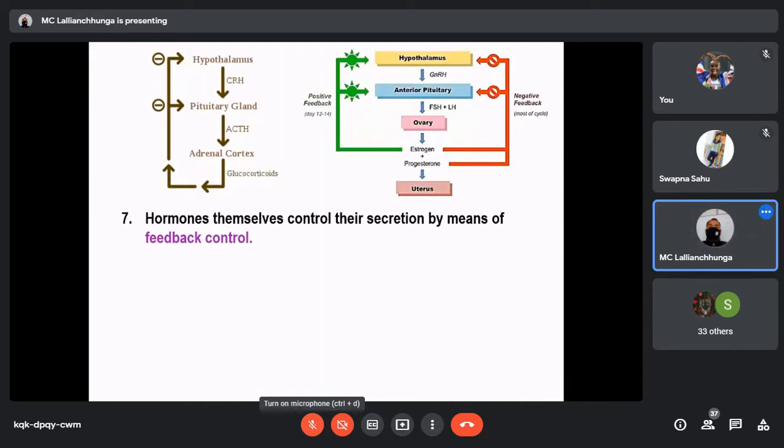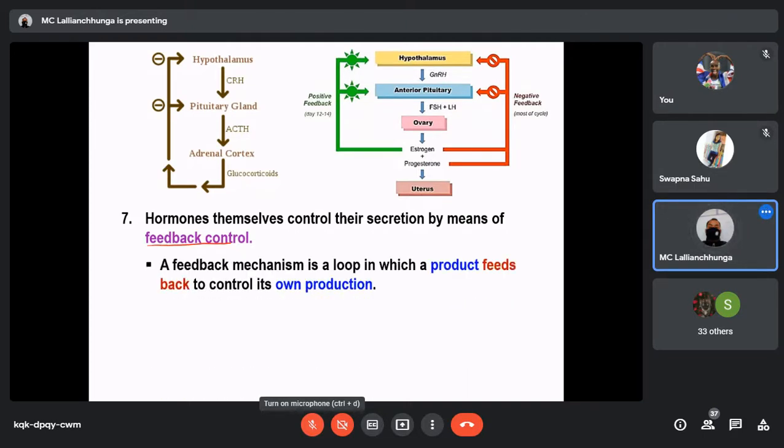Point number 7. This point is very, very important. We are going to repeat it again and again whenever we discuss a particular hormone afterwards. Hormones themselves control their secretion by means of feedback control. What does this mean? A feedback mechanism is a loop in which a product feeds back to control its own production.